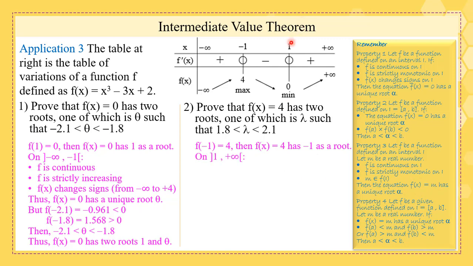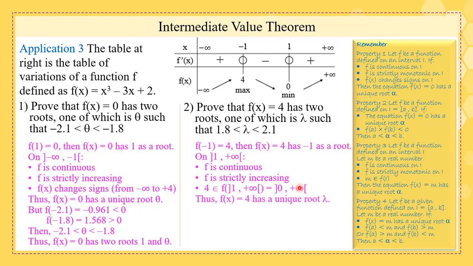Now on the interval 1 plus infinity, we can see that f of x could be equal to 4, because 4 falls between 0 and plus infinity. You can see that f is continuous, f is strictly increasing, and 4 belongs to f of I, and this is very important, as I said before. Now, what is f of 1 plus infinity? What is the image of the interval 1 plus infinity? It will be the interval 0 plus infinity. And this is very logical because, in fact, 4 belongs to 0 plus infinity. So from these three conditions, we can state that the equation f of x equals 4 has a unique root, lambda. So negative 1 is a root and lambda is another root.